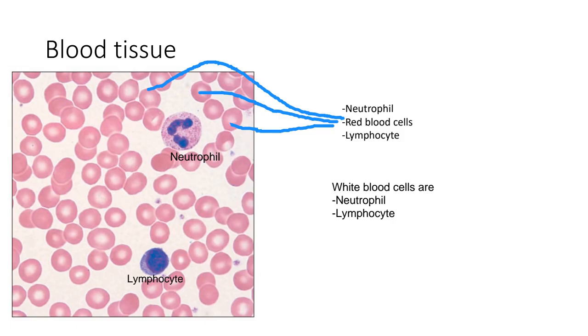So we say the neutrophil has a multi-lobed nucleus, or looks like an embryo. That's what it looks like to me. And then the lymphocyte has a perfectly round nucleus.